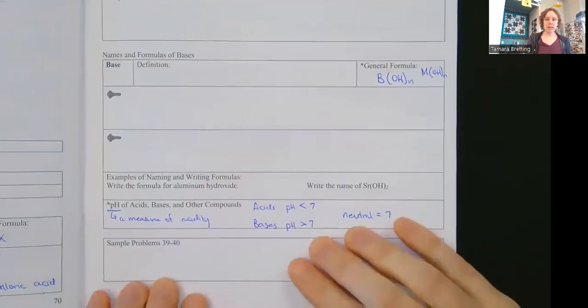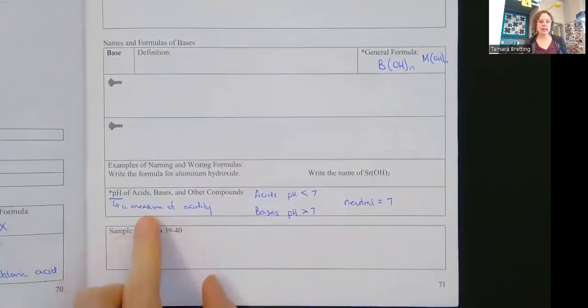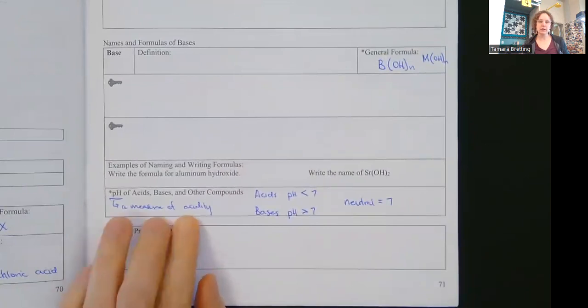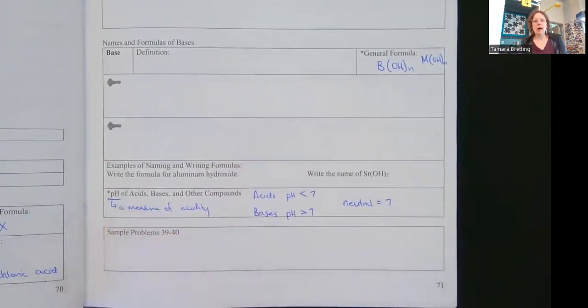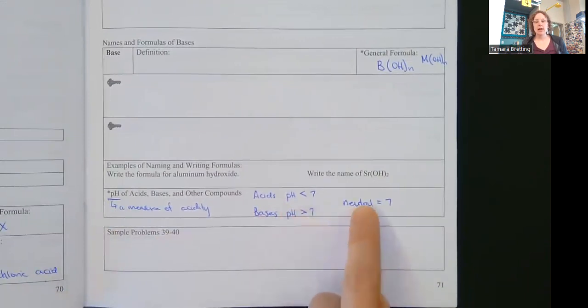Finally, I want to talk about pH. You've probably learned this before, but pH is a measure of acidity. So that's our first class notes there. pH is a measure of acidity. And acids and bases are opposite of each other. pH is measured on a scale based around the number 7. So acids have a pH lower than 7. Bases have a pH higher than 7. And neutral things have a pH of 7.